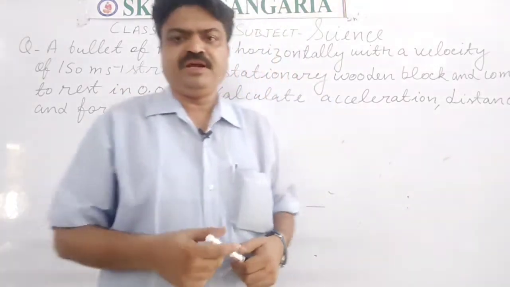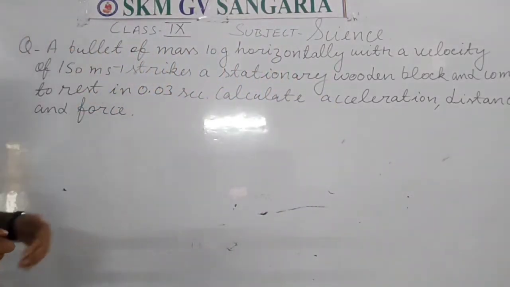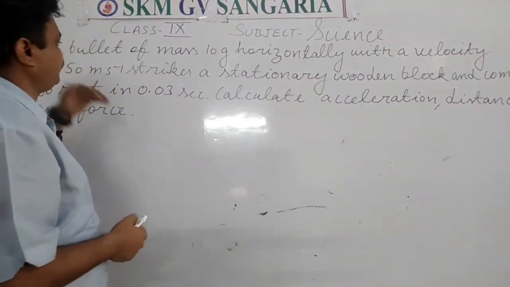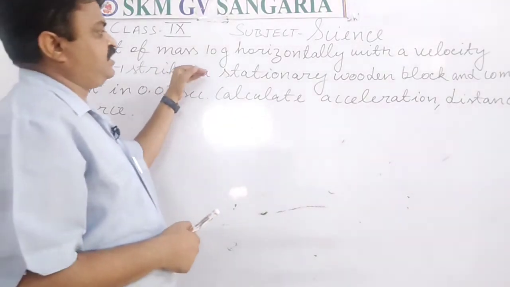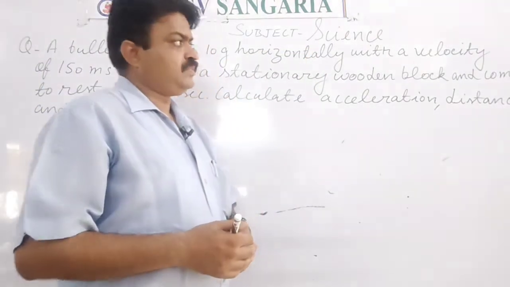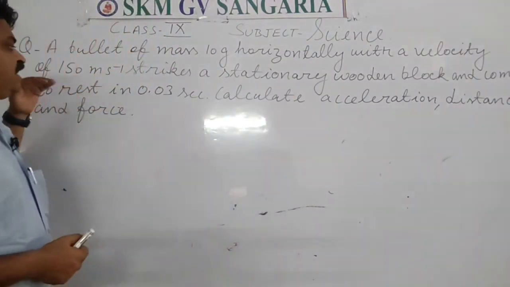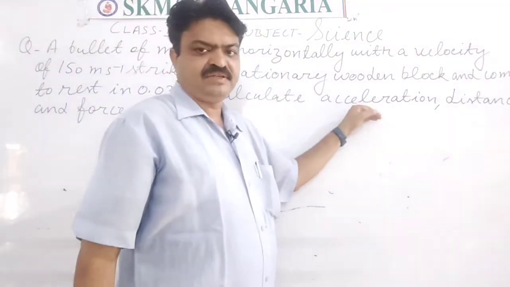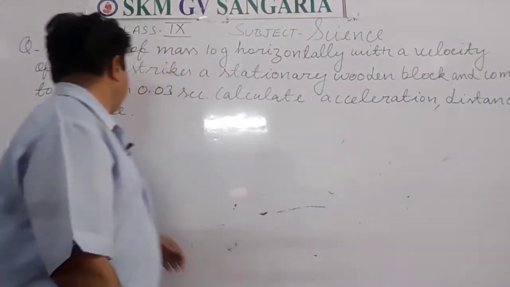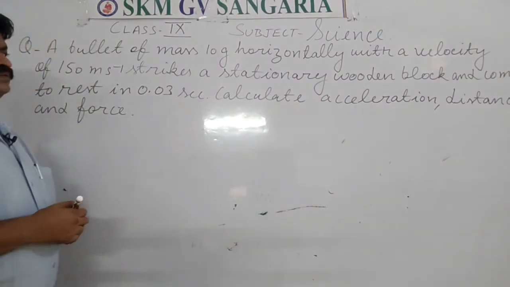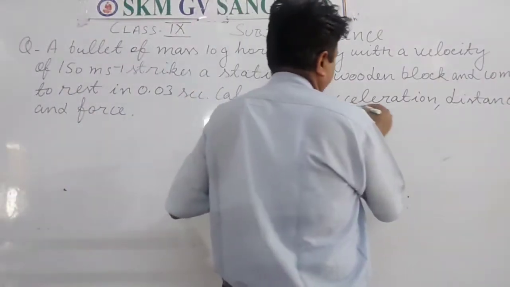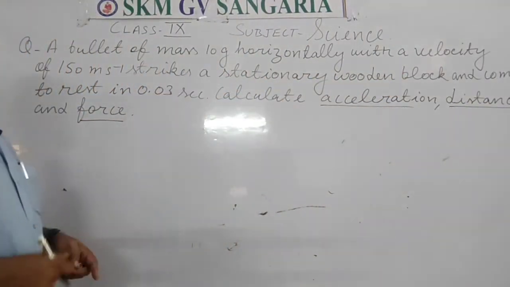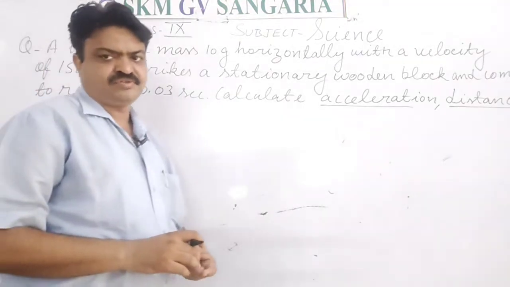And what is it? A bullet of mass 10 gram horizontally with a velocity of 150 meter per second strikes a stationary wooden block and comes to rest in 0.03 second. Calculate acceleration, distance and force. So these quantities we will try to find out. First is acceleration, second is distance, third is force, student.